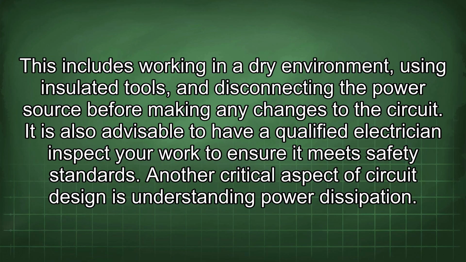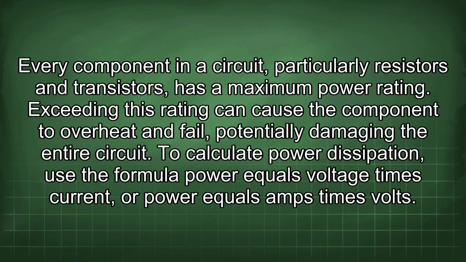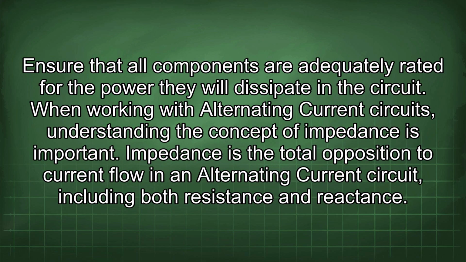Another critical aspect of circuit design is understanding power dissipation. Every component in a circuit, particularly resistors and transistors, has a maximum power rating. Exceeding this rating can cause the component to overheat and fail, potentially damaging the entire circuit. To calculate power dissipation, use the formula power equals voltage times current, or power equals amps times volts. Ensure that all components are adequately rated for the power they will dissipate in the circuit.